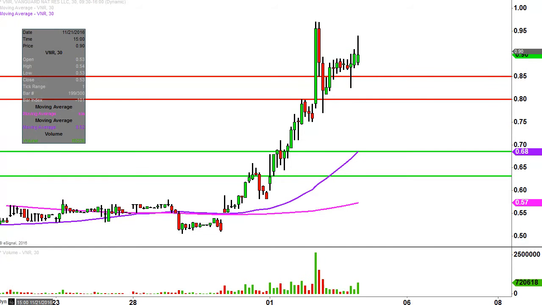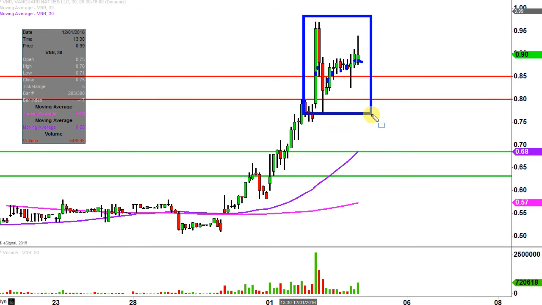Real quick, what do I mean by 30-minute in case maybe you're new to charts? Instead of each one of these candlesticks representing one day's worth of price action, which is what you would normally see, each one represents 30 minutes. So while this may look like several days' worth of time right there, it's actually just today's price action broken down into 30-minute time slices.